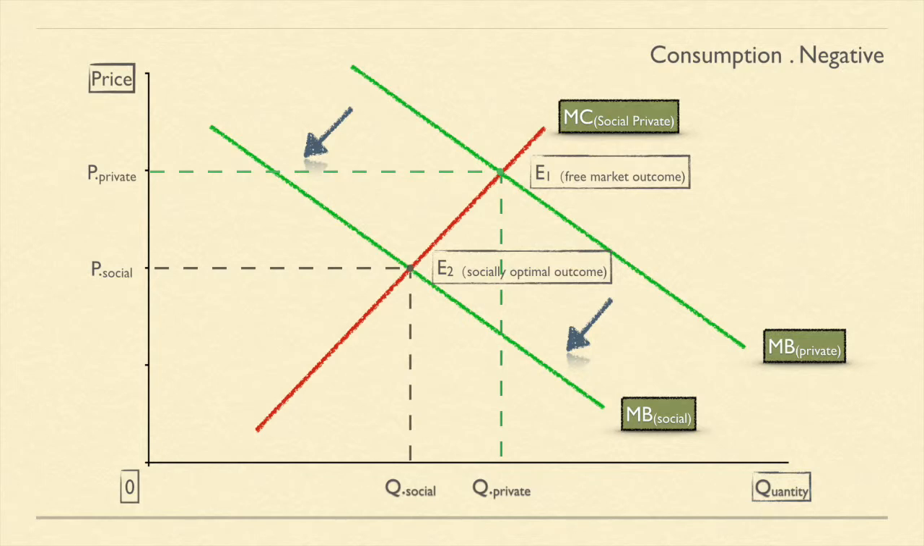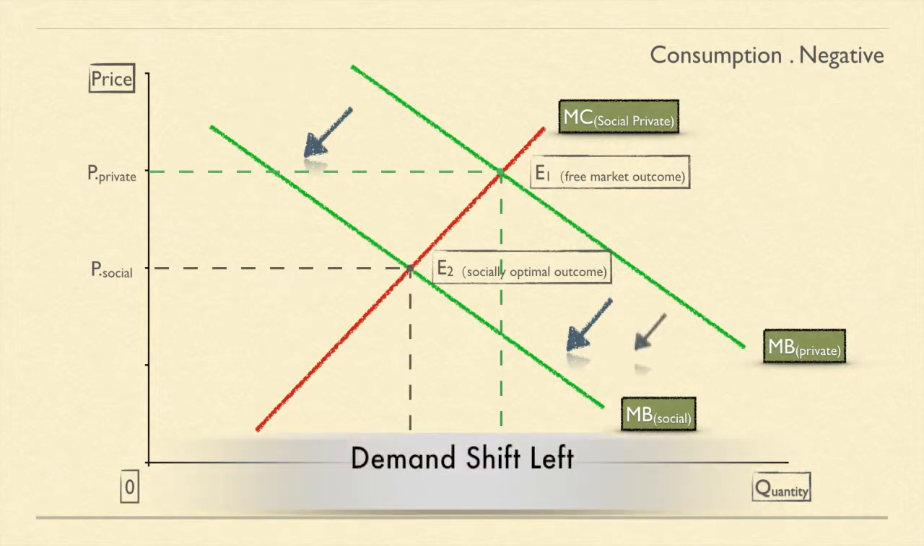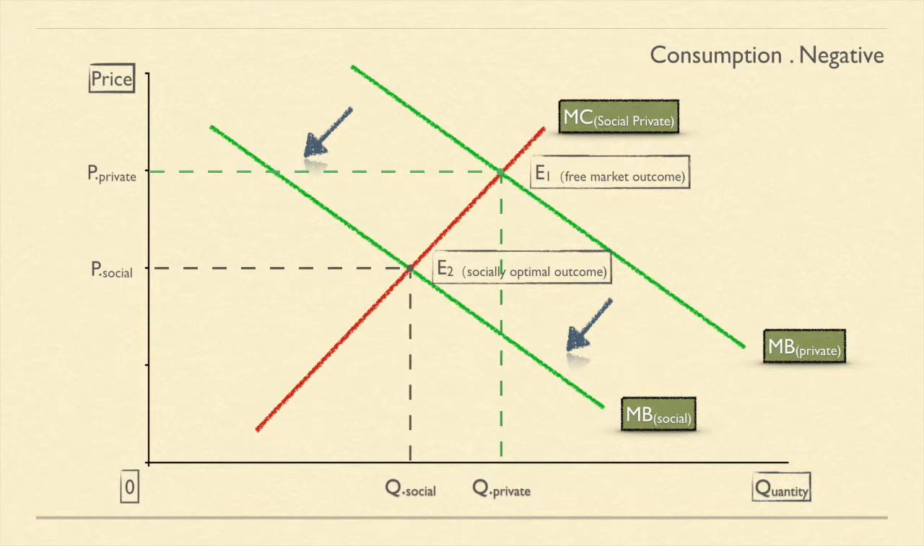In order to address these costs, the demand should shift left or decrease so that the quantity consumed falls from Q private to Q social, and the costs are decreased from P private to P social. This is the socially optimal equilibrium in the market where all negative externalities are accounted for and addressed through the price consumers pay for refrigerants.